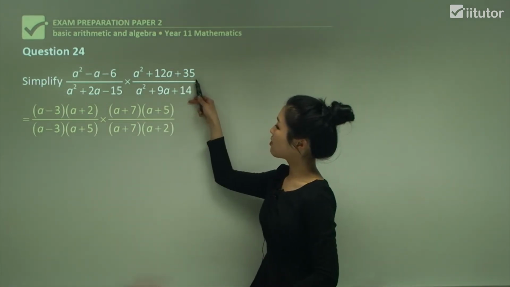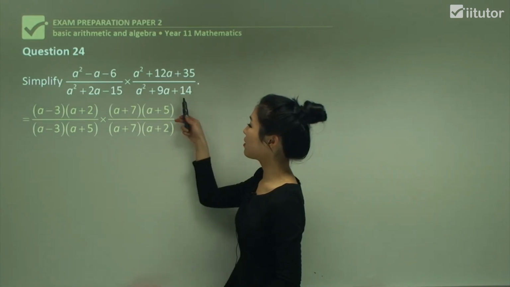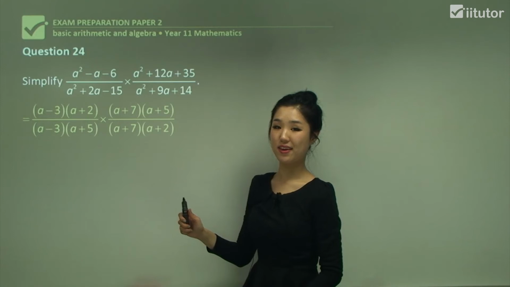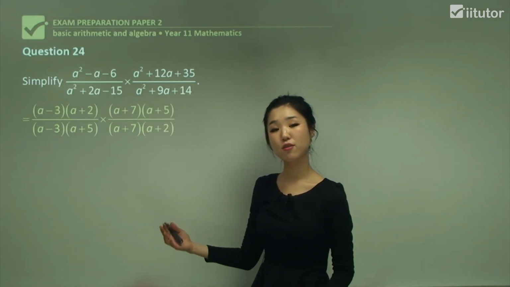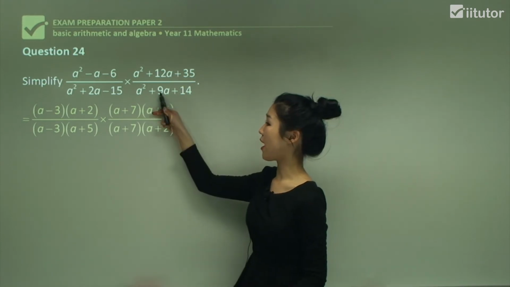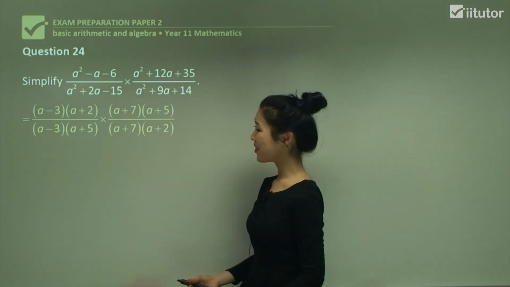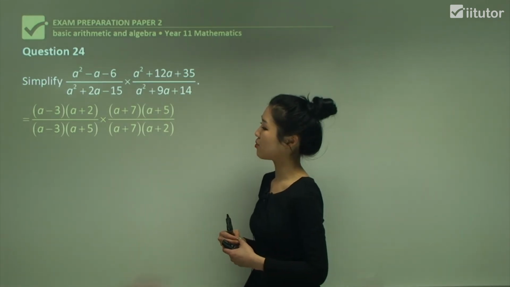And then this one, 35, is 7 times 5, and I know that 7 plus 5 is 12. So that's why I have plus 7 plus 5 here. And here, 14 is 2 times 7, and I know that 2 plus 7 is 9. So that's why I did plus 2 plus 7 on here. Okay, just go step by step, be very careful. Just do it individually.